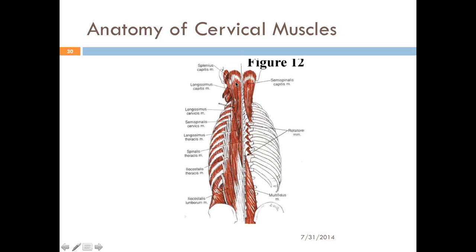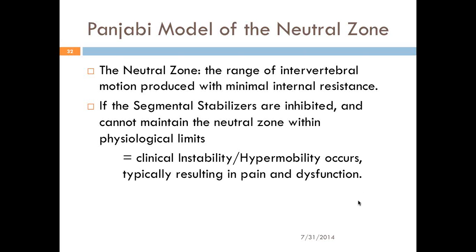So the neutral zone is an area that you want your spine to be moving in, but if that neutral zone gets larger, then we tend to have instability or hypermobility. So if your multifidus are inhibited, if your segmental stabilizers are inhibited and cannot maintain this neutral zone, then you get instability or hypermobility, and that can result in pain and dysfunction.